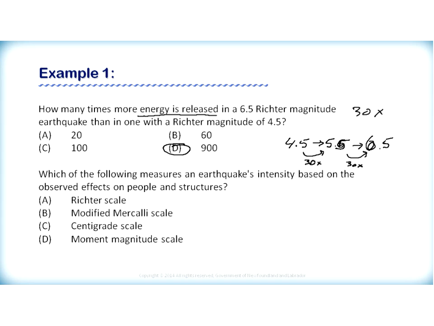An earthquake measuring 4.5 on the Richter scale would be 900 times greater than one measuring 6.5 on the Richter scale.